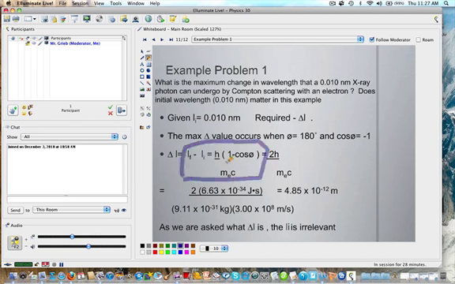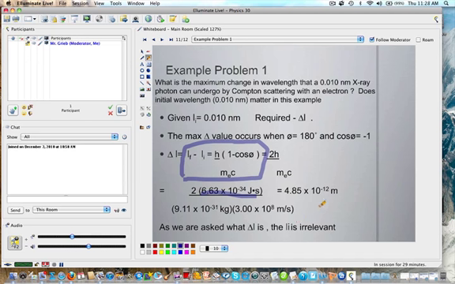Okay, h, Planck's constant, over me, the mass of an electron, times c, the speed of light, times 1 minus cos theta. All right, so that's going to be equal to, 1 minus a negative 1 will give me 2, so 2h over me times c. So 2 times Planck's constant, 6.63 times 10 to the negative 34, divided by 9.11 times 10 to the negative 31, the mass of an electron, times the speed of light, 3 times 10 to the 8, will give me 4.85 times 10 to the negative 12.